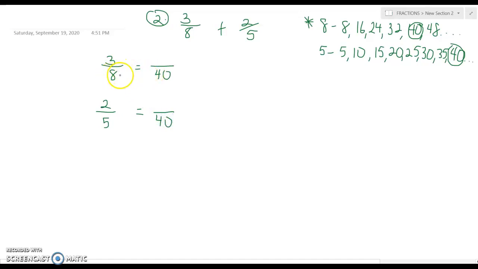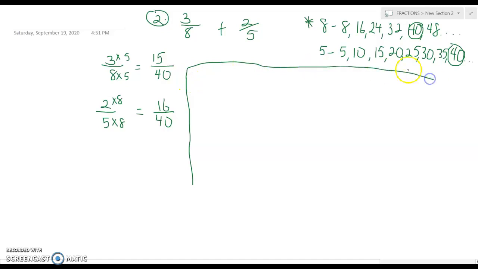So 8 times what is 40? 8 times 5. So 3 by 5 will give me 15, right? And then doing the same thing to the next fraction. 5 by 8 will give me that 40. So 2 by 8 will give me 16. And now we are going to add our two fractions with the common denominator of 40. So 15 over 40 plus 16 over 40. And now we just put the common denominator 40.